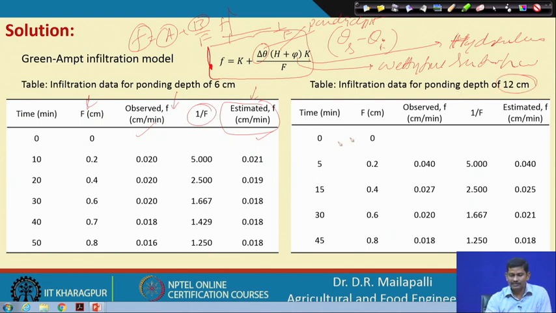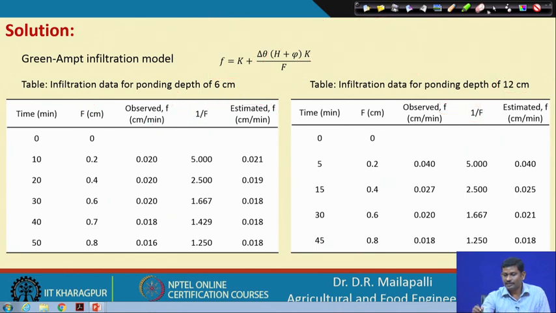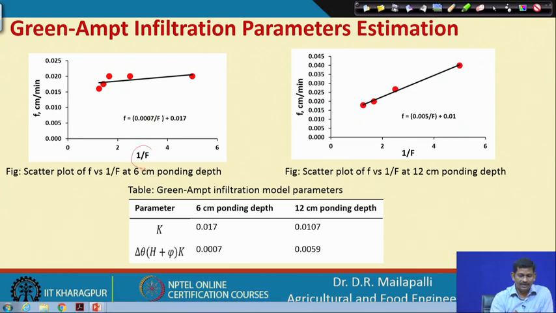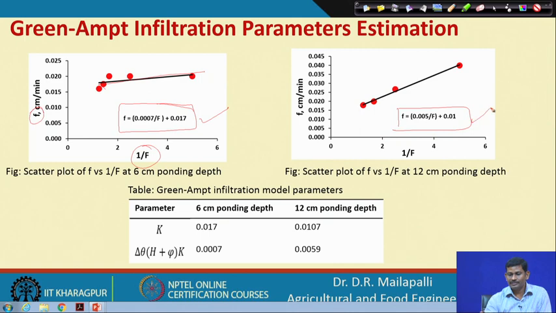Similarly, for 12 centimeter you can have small f and 1 by f. Once you have these readings, the next part is drawing the graphs. So, you draw the graph here, 1 by f versus small f. You have a straight line, and you have to fit the dots to the straight line equation. You get this regression equation. Similarly, for 12 centimeter ponding depth, you get this regression equation.